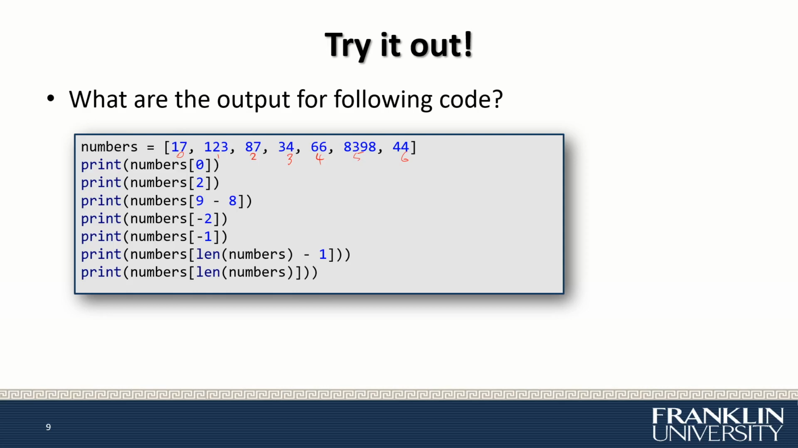Numbers sub negative 2. If I go negative, that would be minus 1, minus 2, minus 3, and so forth. So numbers sub minus 2 will be 8398. Alright, do you think you can do the rest? Try it out, and I will review all the answers when we meet in class.